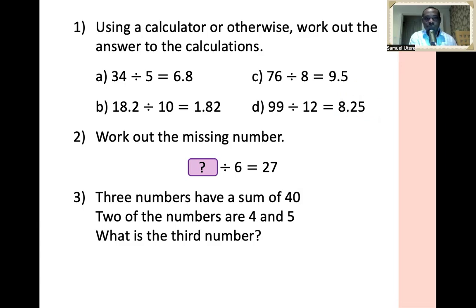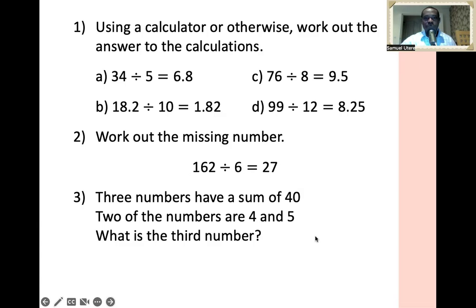Next, you're asked to work out the missing number. A number divided by 6 would give you 27. So you could use inverse operation to do this. If you were to draw a function machine, which you should know how to do, and if you don't know what I'm talking about, please refer to our previous lessons, I think in term 1, block 1, where we talked about using function machines. The inverse operation would be to multiply 27 by 6, and then you would get 162.